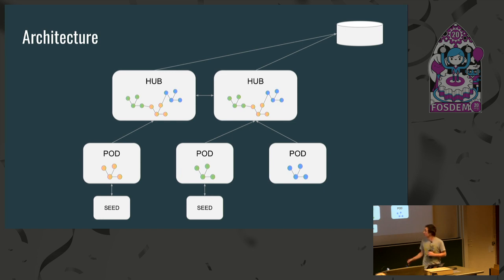As you can see, the hubs are replicated, so they are connected, and the pods are connected to multiple hubs, just in case of failover or load balancing.